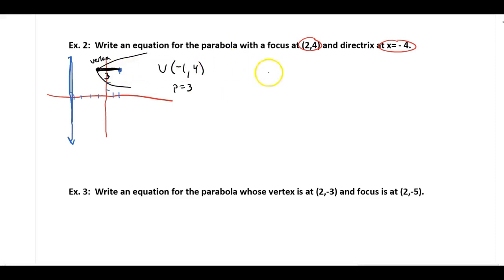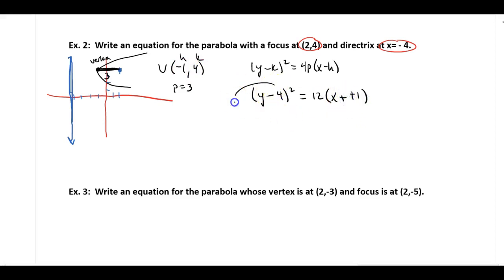Since it opens right, I know it's in the form y minus k squared equals 4p times x minus h. So y minus, what's my k value? This is h, this is k, so it's 4 squared equals, what's 4 times 3? 12 times x minus h is negative 1. But when I subtract the negative, it becomes a positive, and this is the equation of your parabola.